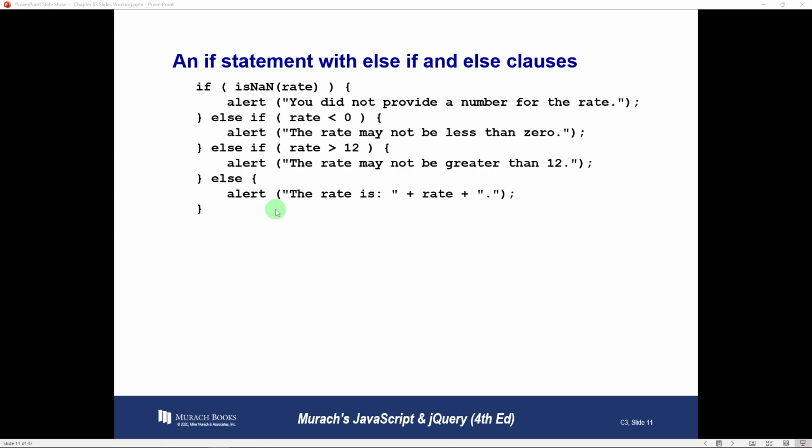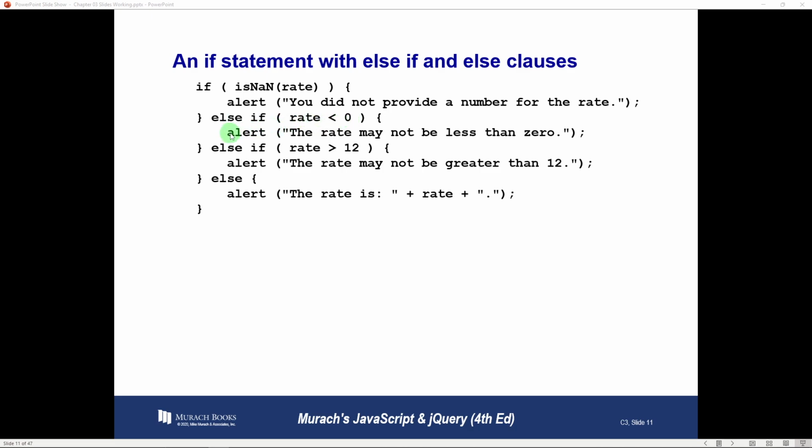The minute I find one that's true, so let's assume that the rate is -5. Okay. Is the rate not a number? The rate is a number. It's fine. So this isn't going to execute. It's going to do this test. -5 is less than 0.